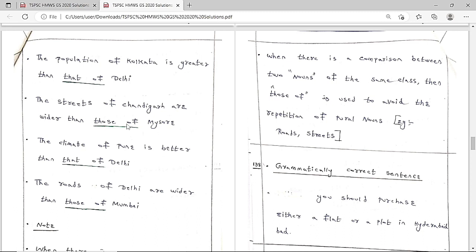So therefore we can say, whenever you are going to compare two singular nouns, then we have to use that of. But whenever you are going to compare two plural nouns, then you have to use those of. So this is something you always have to keep in your mind.